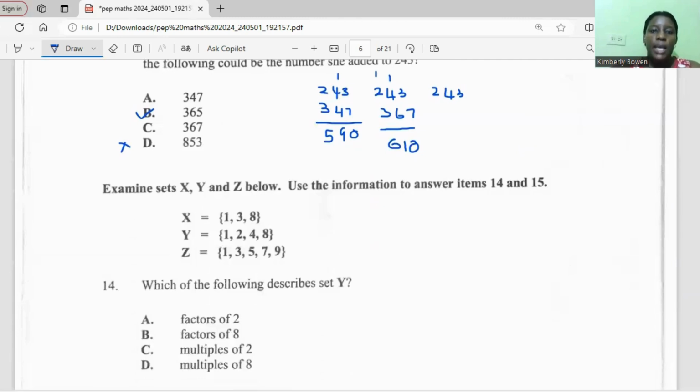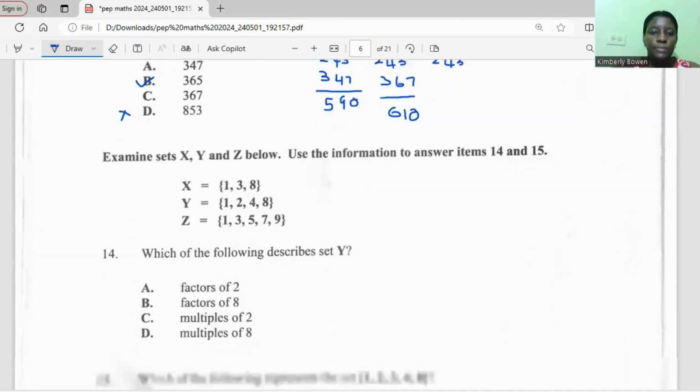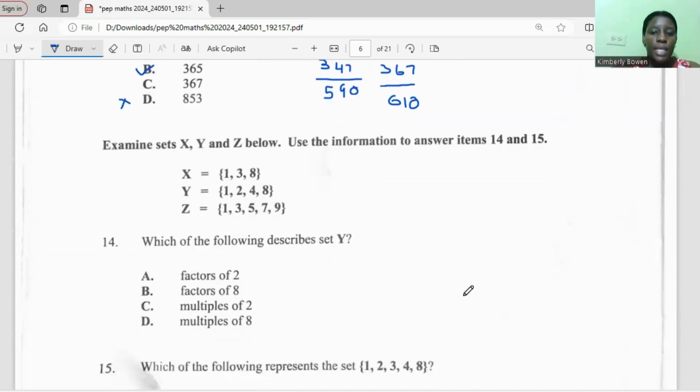Examine sets X, Y, and Z below. Use the information to answer items 14 to 15. Which of the following describes set Y, 1, 2, 4, 8? Is it multiples of 2? It looks like multiples of 2, yes. Or it's factors of 8. Let's see. Yeah, it's factors of 8.